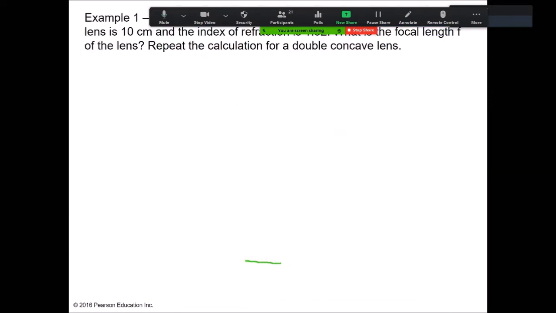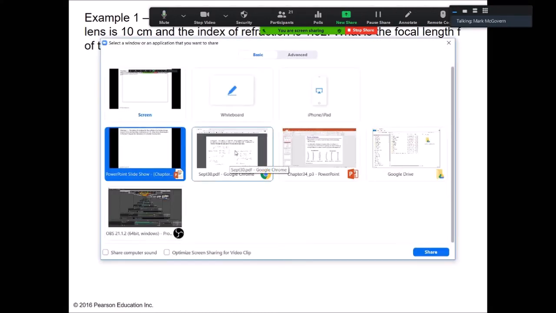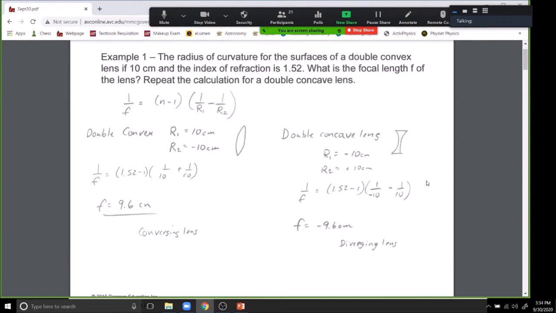All right, let's do an example right off the bat. The radius of curvature for the surfaces of a double convex lens, double convex is the standard lens you usually see, is 10 centimeters, and the index of refraction is 1.52. So you want to know what the focal length of the lens is. Now, this is not as simple as just cutting this number in half like we did for the previous things. If we're dealing with more complex lenses, you have to work that out a little differently.